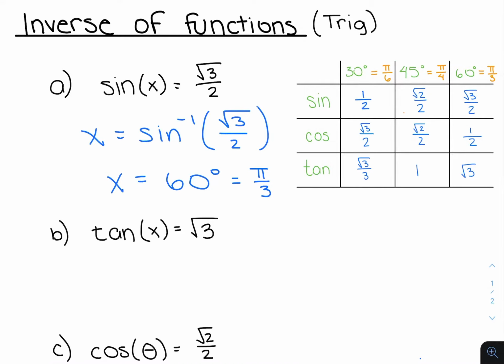And we can do the same thing for tangent of x equals square root of 3. So here, the inverse, so x would be tangent inverse of the square root of 3. And again, if we go to our table, tangent, we have tangent, square root of 3 is right over here. And this, again, is 60. So here, x is equal to 60 degrees, or pi over 3.